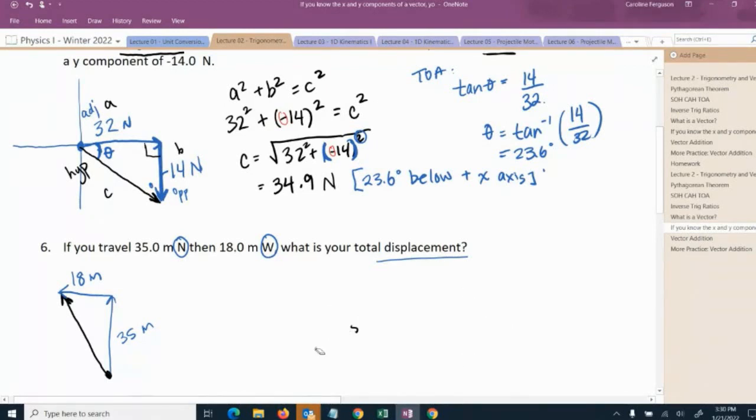So now we're doing the same thing. We're going to try to find the magnitude and the direction, because displacement means you have to include both. So I'm labeling my two sides. I can use the Pythagorean Theorem. You can go ahead and just answer the question on your own and then look up if you need help.